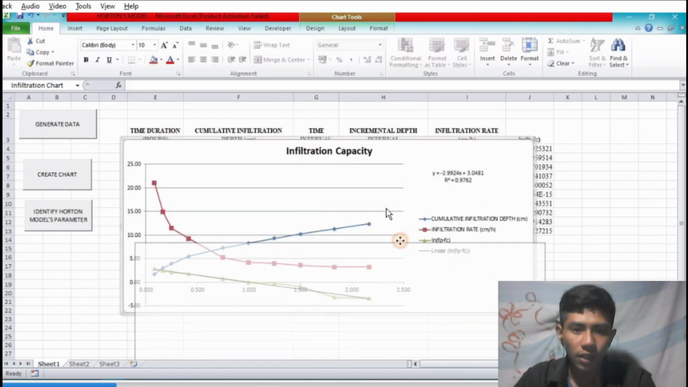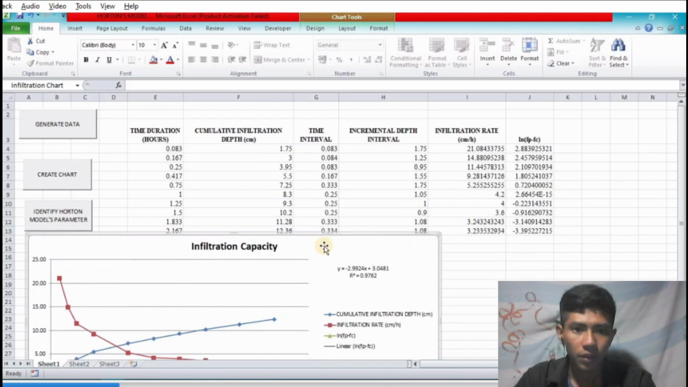Now, nakuha natin itong equation na to. Look at this. Linear equation. Y is equal to negative 2.9924x plus 3.0481. What can you notice about this equation? It is in the form of y equals mx plus b, or the slope-intercept form. And saan natin ito magagamit? Magagamit natin tong equation na to in identifying the parameters of this equation given this data.